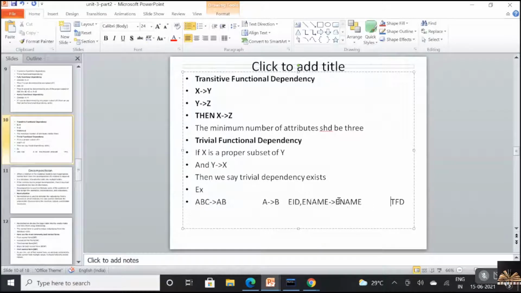And if ename is not a subset of the left side, then I say that it is a non-trivial functional dependency. So here, instead of ename, I am putting DID. So EID comma DID would determine ename. Obviously, it will determine because EID will be determining ename. But since ename is not a subset of EID comma DID, this leads to the concept of non-trivial functional dependency.